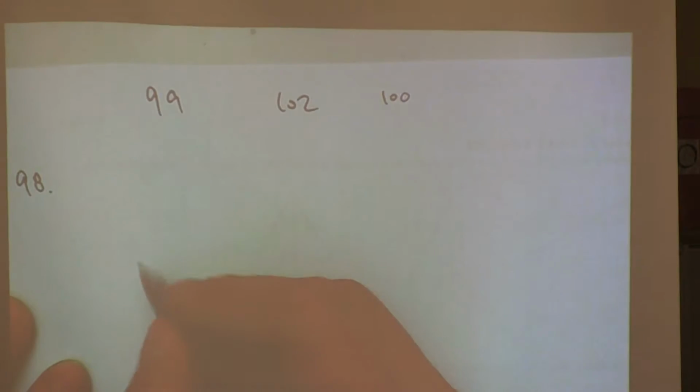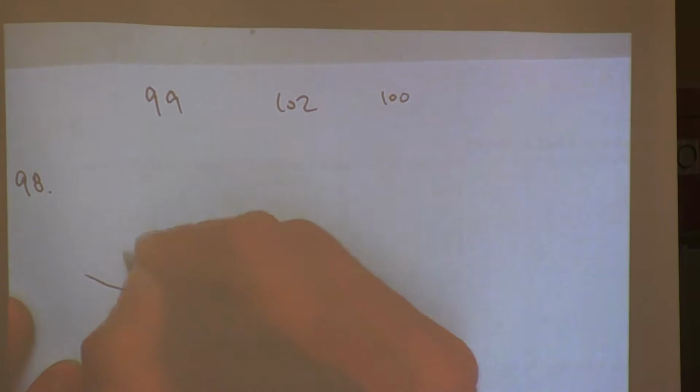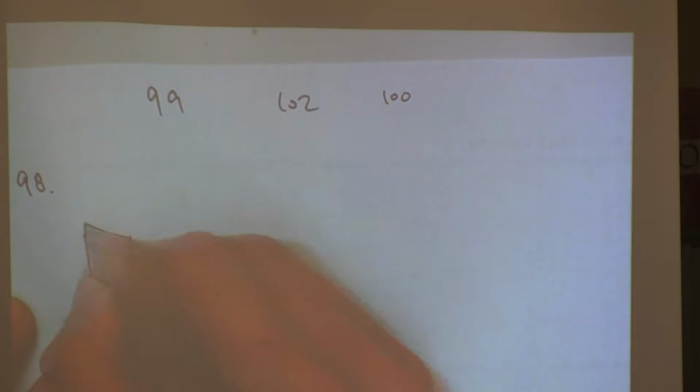Okay, so, 98. You have 2 pieces to this little house.